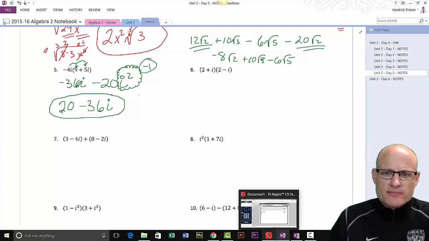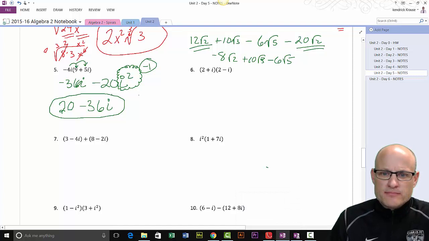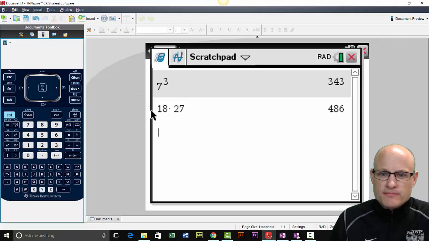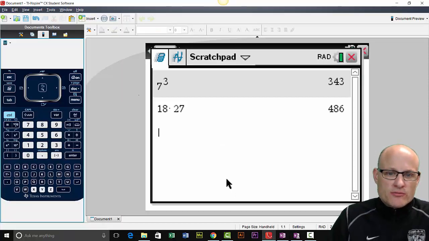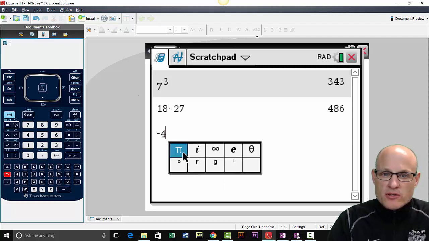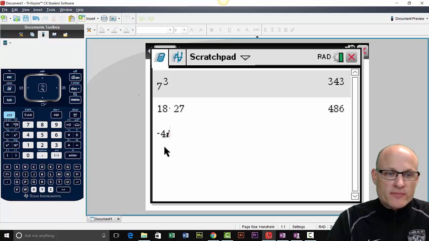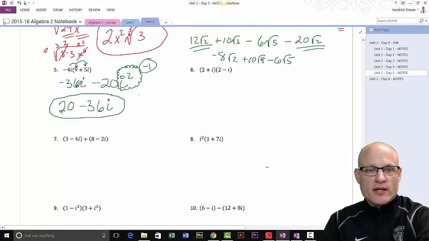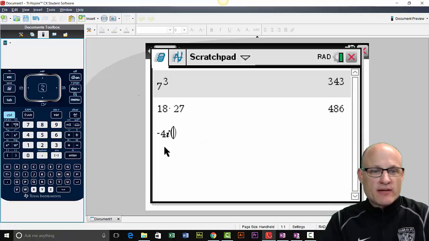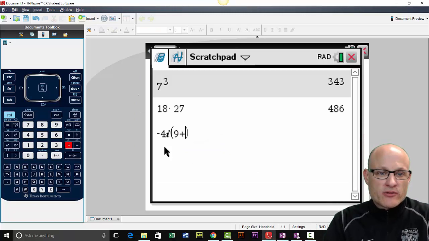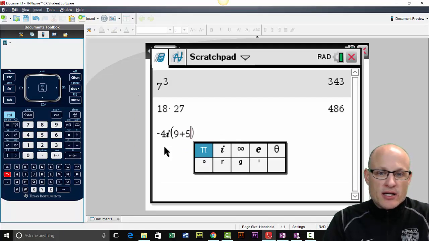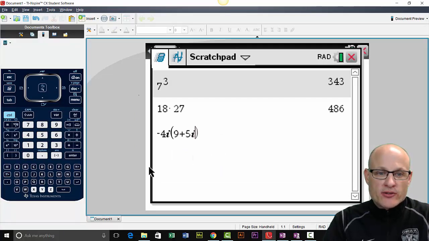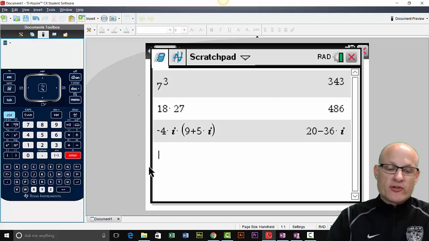It's negative 4i, negative 4. I'm going to use my mouse, it's a lot easier. Parentheses. And then it's 9 plus 5i, and I hit enter, and there it is, 20 minus 36i.